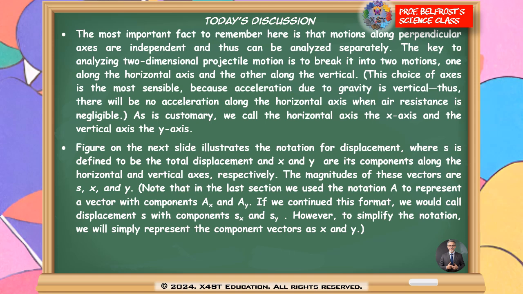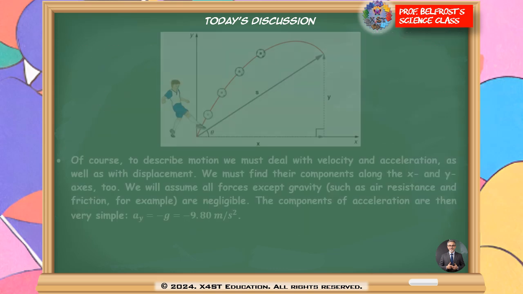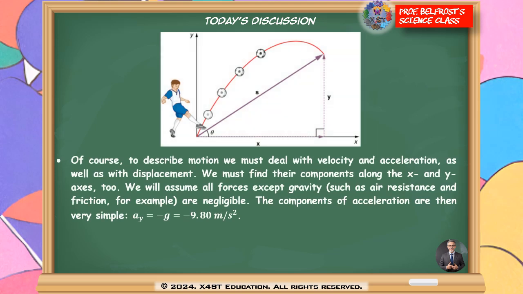So we need to break it into two motions, motion along the horizontal axis and another one along the vertical axis. Okay, it's easy as before. The next slide will illustrate the notation for displacement, where we take S to define the total displacement and x and y are its components. S can be broken up into Sx and Sy as before, but for simplicity we just take it to be x and y.